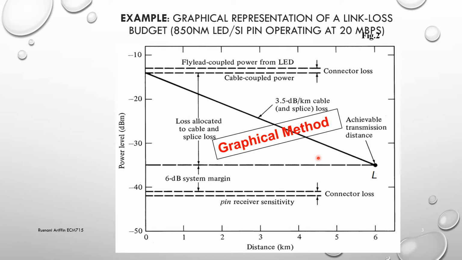Our length is 6 kilometers. And then we have the system margin, which is 6 dB. And finally, we have the connector loss at the receiver, which is 1 dB. And finally, we will reach our PIN photodetector receiver sensitivity, or our power received, which is negative 42 dBm.